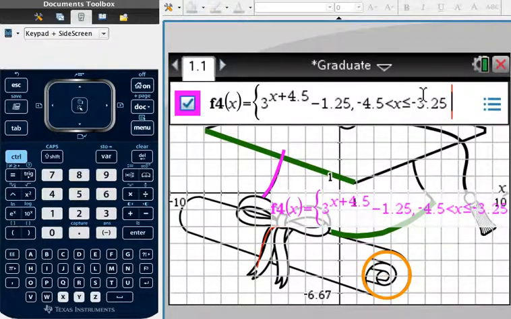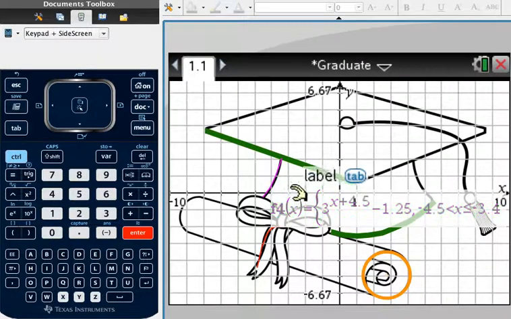So somewhere in between negative 3.25 and 3.5. How about we do 3.4? And that pretty much got it perfect. Okay, and right now I can see that I'm overlapping this green line.